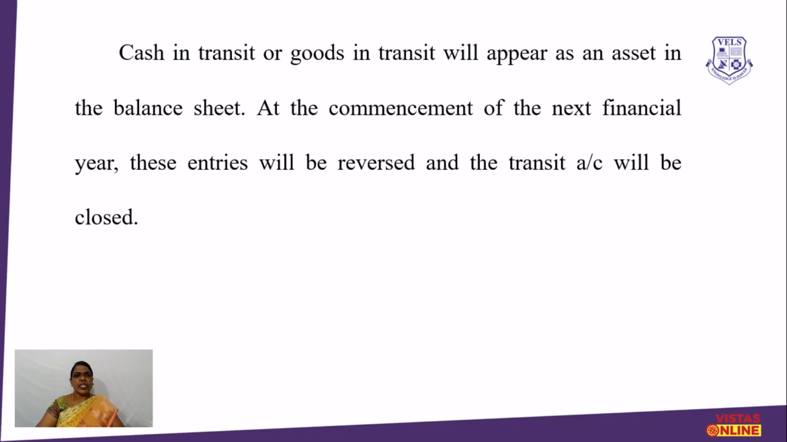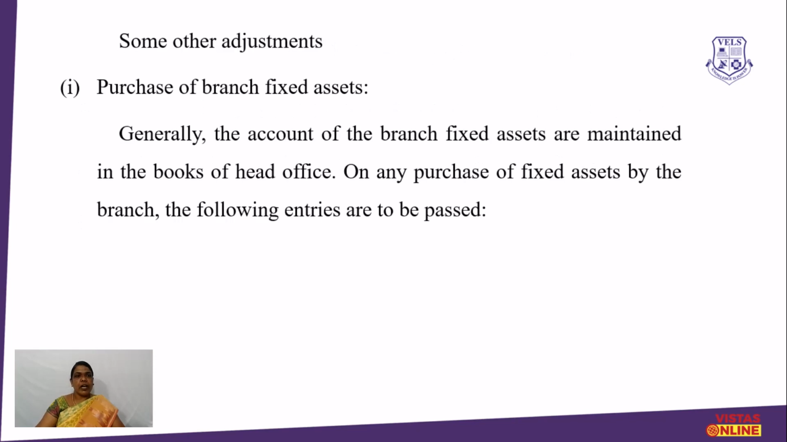Cash in transit or goods in transit will appear as an asset in the balance sheet. At the commencement of the next financial year, these entries will be reversed and the transit account will be closed. Some of the other adjustment entries are also given with the introduction and the journal entry.